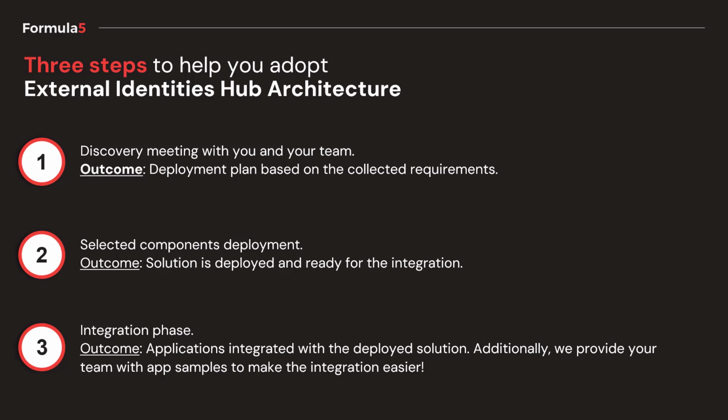And that's very helpful. Even if your team is aware of what's happening in the application code, and how to integrate with the platform, if additional help is needed, we have those samples that we can provide to you. Your team can use them to successfully test this integration and integrate with External Identities Hub Architecture. So only 3 steps to make it simple.